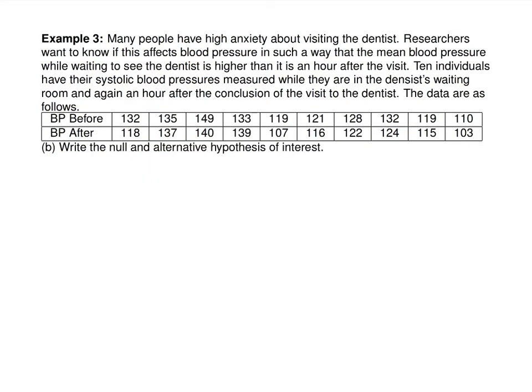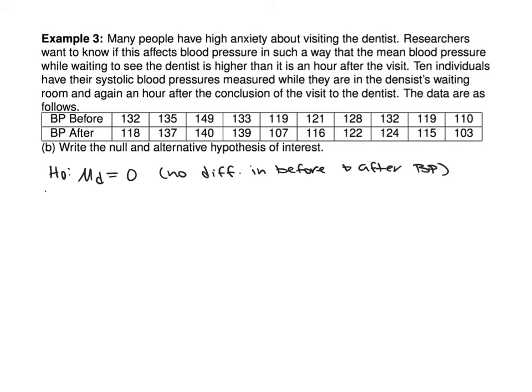Okay, write null and alternative hypotheses. So H naught is that the difference is 0, so no difference in before and after blood pressure. HA is specifically that the before is higher, so I'm going to say this is positive, and we'll say BP is higher before.